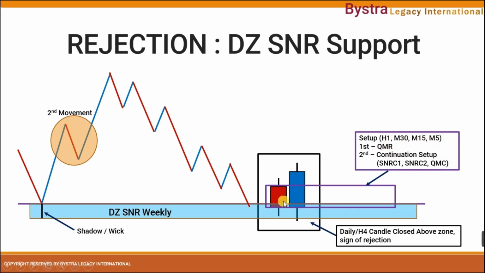Sometimes when the daily candle rejects as a bullish engulfing, then the setup would also be at the H4 and below. So price comes back into this zone and continues to go upward as a new trend.